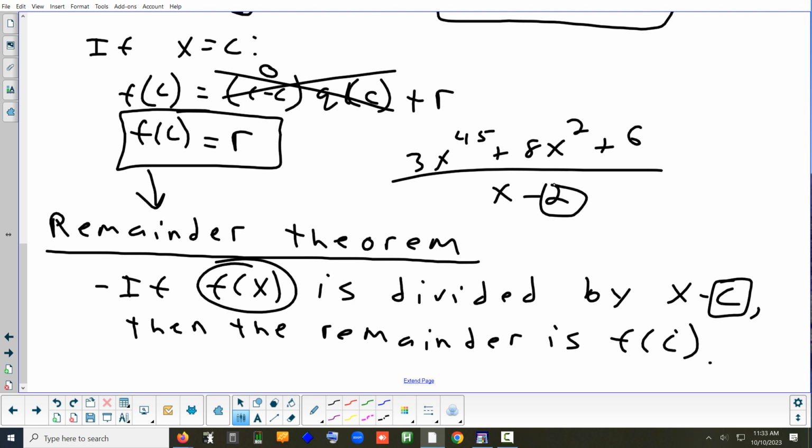All right, so you definitely don't want to try to find the remainder by doing long division in a problem like that. If they wanted the quotient, well, then you'd have to do the long division, but I wouldn't ask you to find a quotient with something like that. It's too many terms.